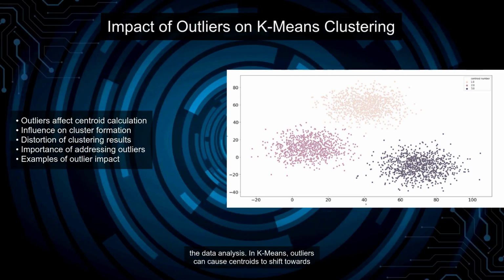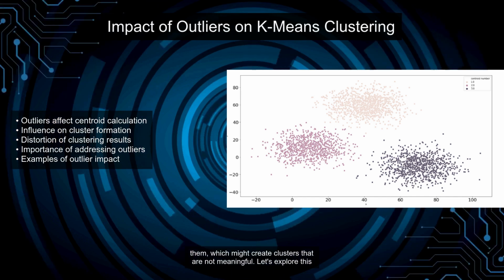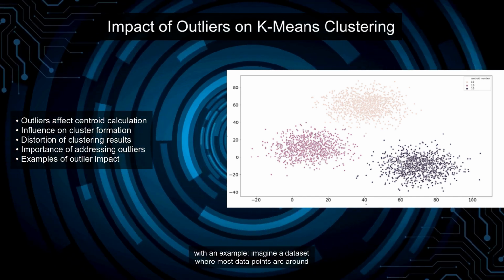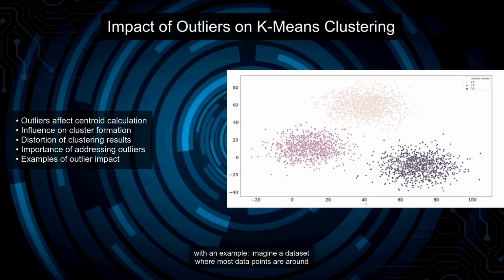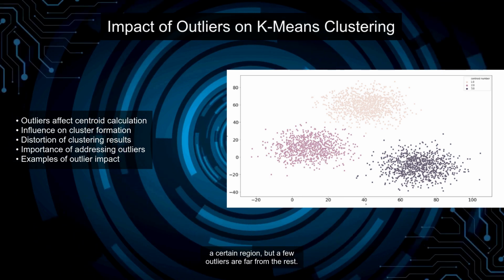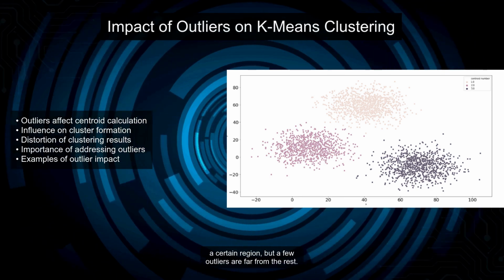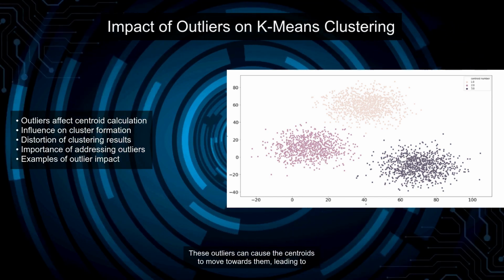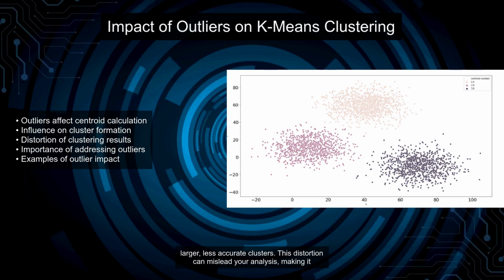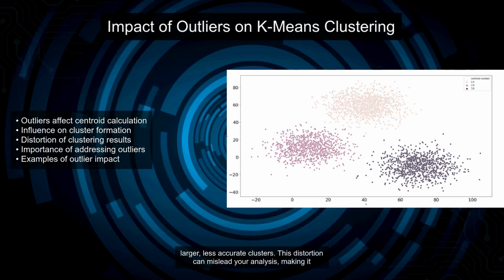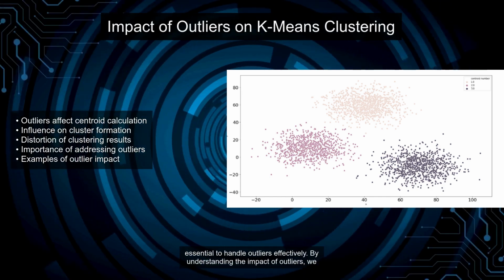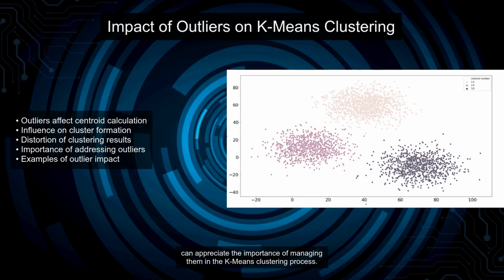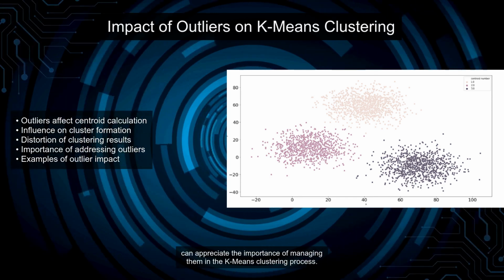In k-means, outliers can cause centroids to shift towards them, which might create clusters that are not meaningful. Let's explore this with an example. Imagine a dataset where most data points are around a certain region, but a few outliers are far from the rest. These outliers can cause the centroids to move towards them, leading to larger, less accurate clusters. This distortion can mislead your analysis, making it essential to handle outliers effectively. By understanding the impact of outliers, we can appreciate the importance of managing them in the k-means clustering process.